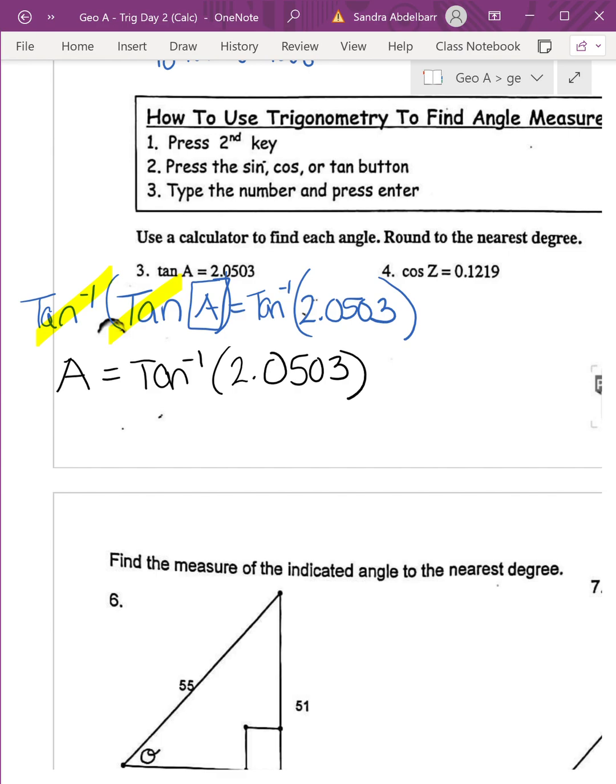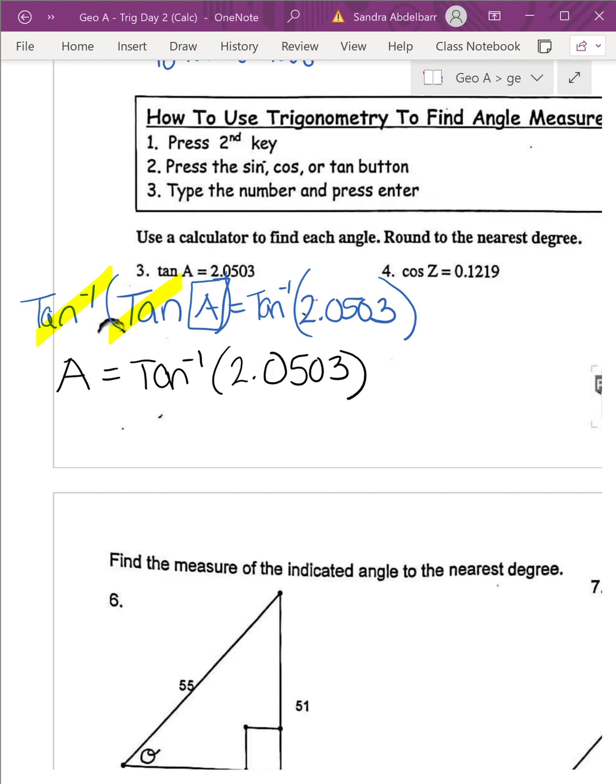Do you all see above the tangent button, written in blue, it says tan -1, the inverse of tangent? Does everybody find that on their calculators? The way we get that is you press the second blue button, and then you press tangent, and that's how you get the inverse of tangent. Now, what do you think we're going to type in? This whole decimal. So now we're going to type in 2.0503, close your parenthesis, press enter.